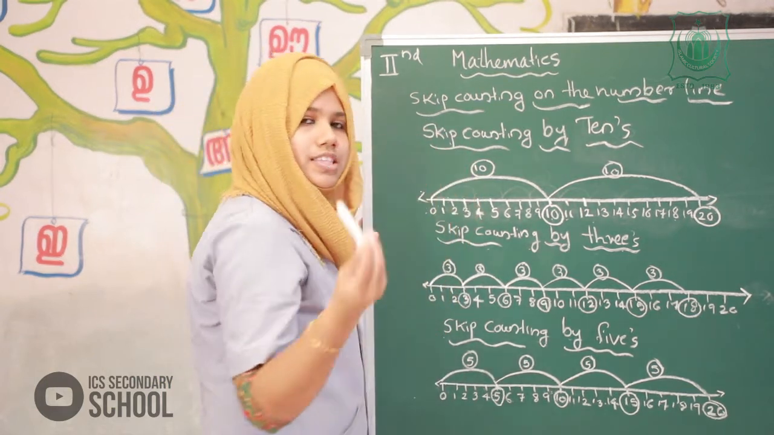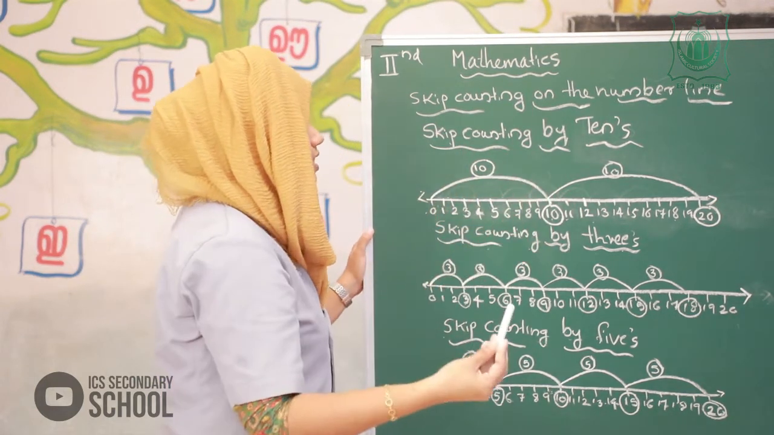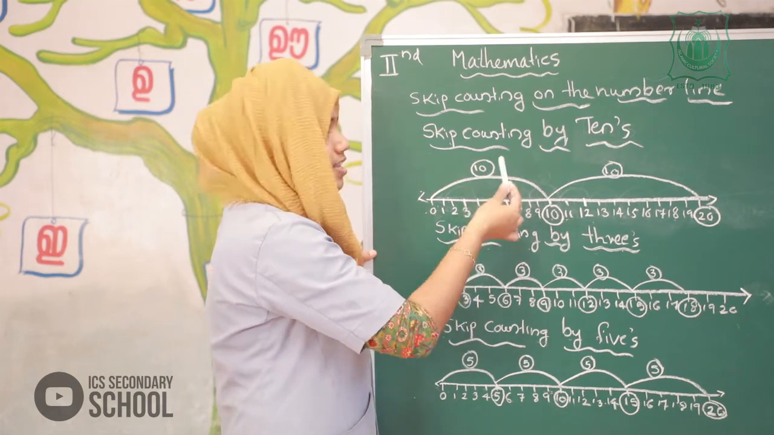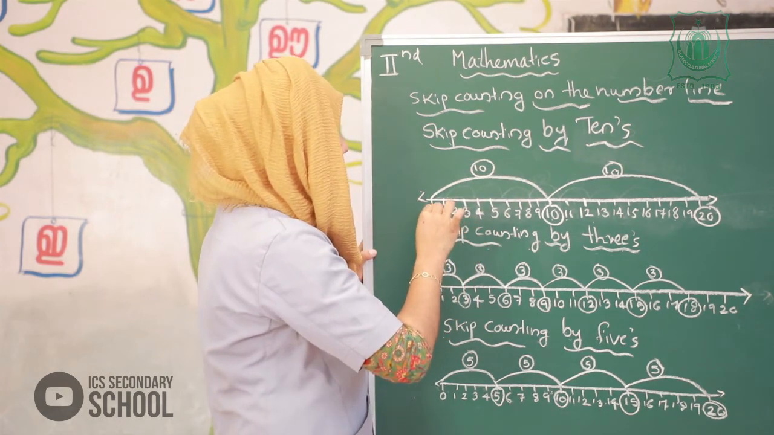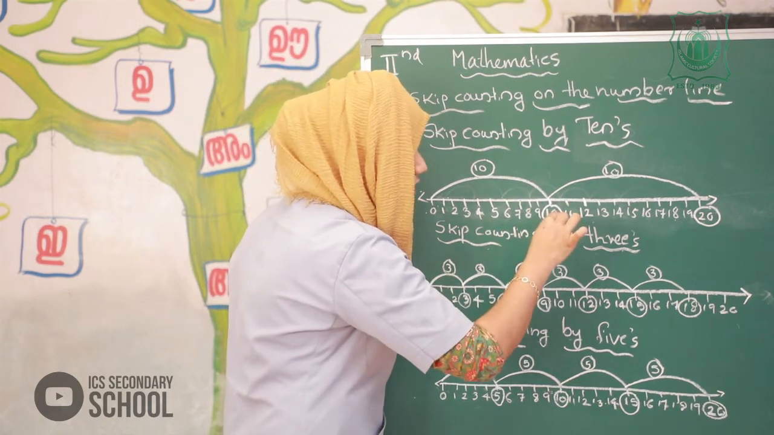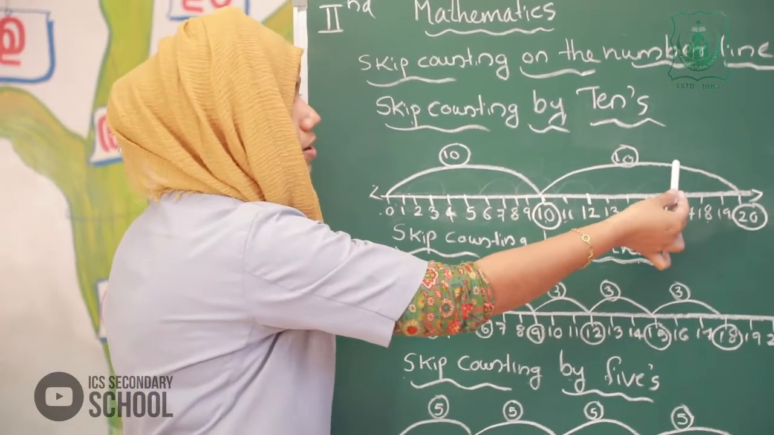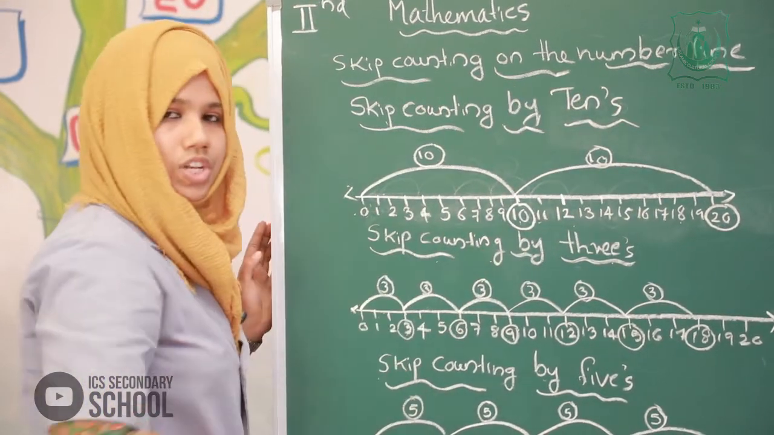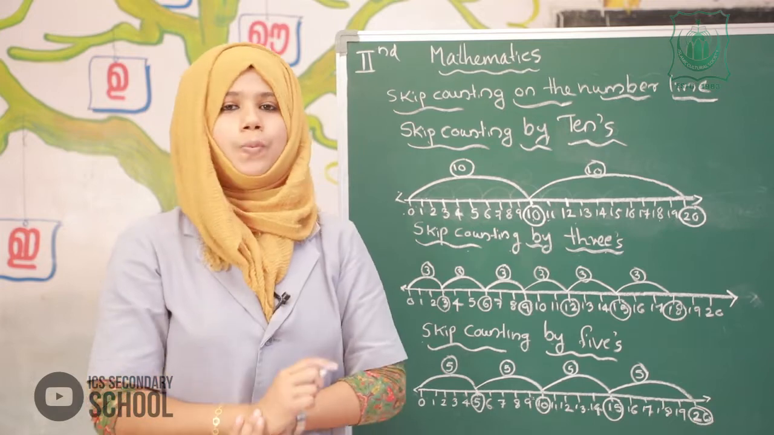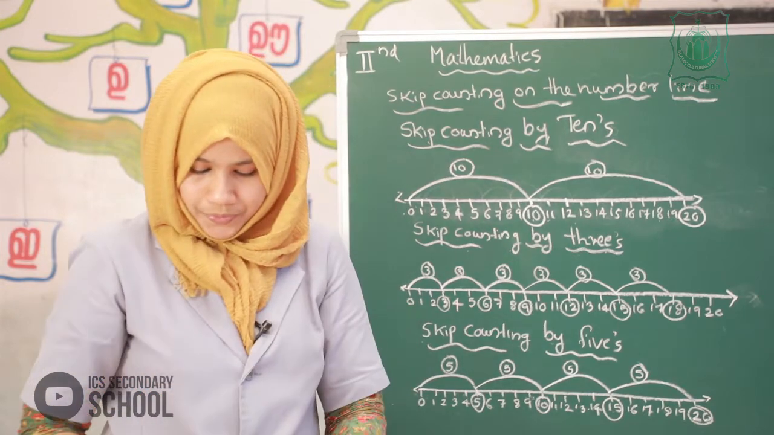That means the same method of 2s, 3s and 5s. Skip counting the numbers, that is 10. Start from 0. We start the numbers from 0. We skip counting and we get the first number 10. Again we skip counting and we get 20. That means we add the numbers forward. Okay. So, is it clear?